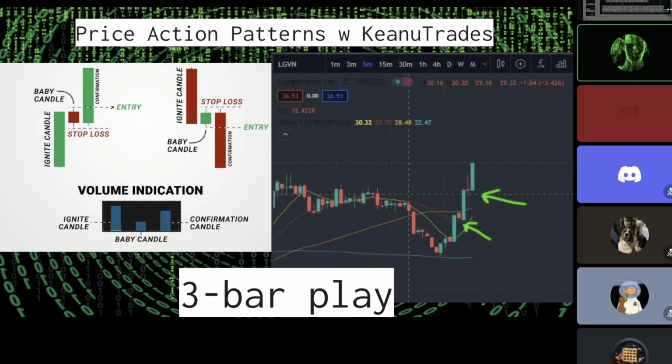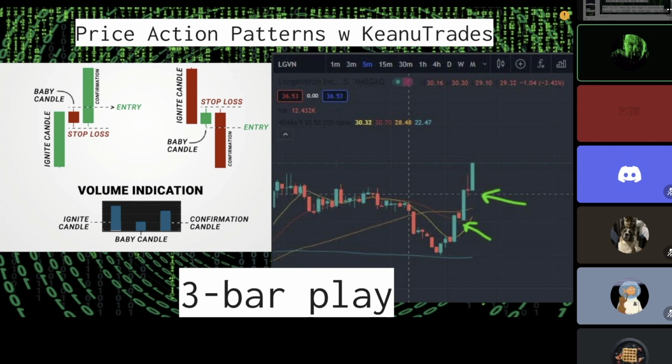One of the easiest patterns here is the 3-bar play. It's just like, hey, when was the War of 1812? It was in 1812. The 3-bar play is obviously 3 bars. It can develop into 4 and 5, and that becomes more of a flag. But a lot of times there's an ignite candle, up or down. Then you have the baby candle. And then you just have that breakout. And right when it breaks out above that decisive candle in the middle, you just get in.